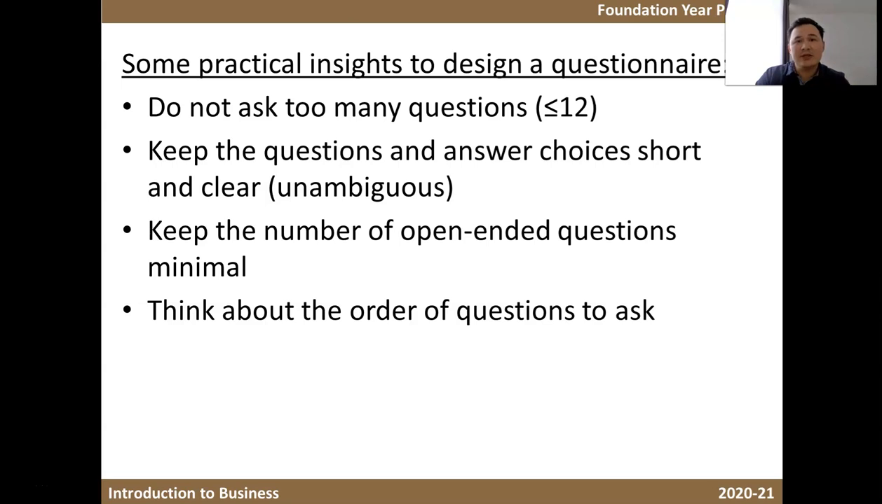Think about the order of questions to ask. Obviously, it needs to be logical. Well, there needs to be a follow-up of questions, okay.